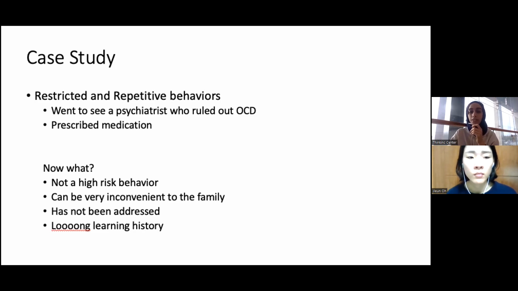So my question was, now what? Okay, so where do I go from here? Well, the behaviors that the learner exhibits, first of all, are not very risky. They are inconvenient to the family, very inconvenient, but they are not harmful to AB or his family in any serious way. Like I said, it has not been addressed directly, and the reason for that is the dad's buy-in and his willingness to implement any procedures.